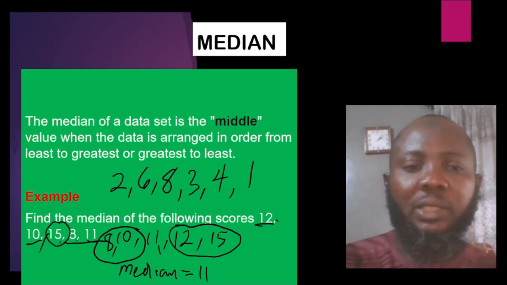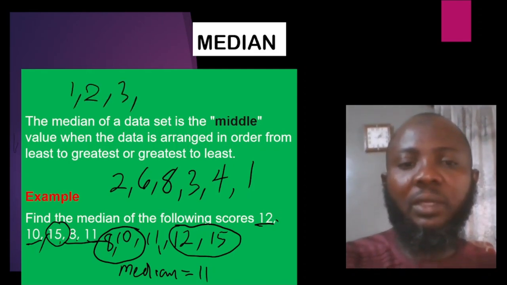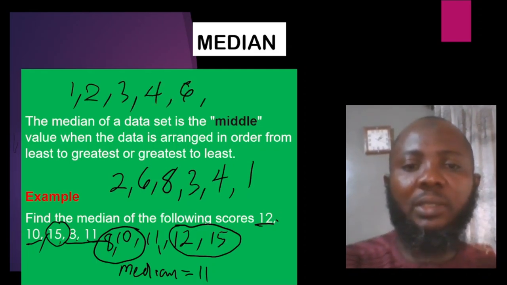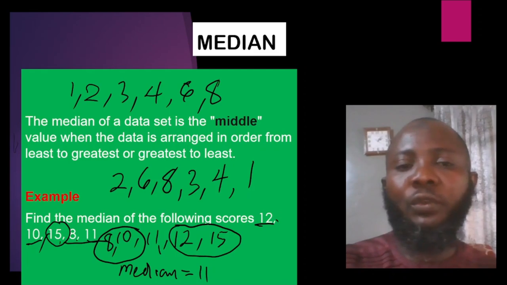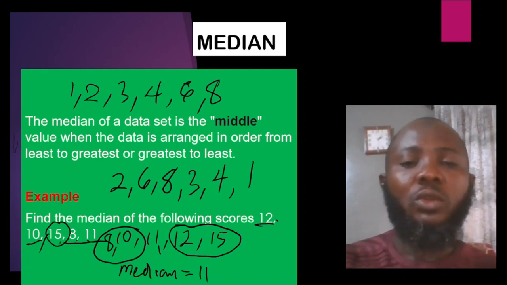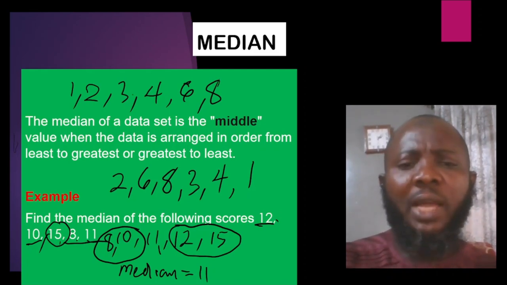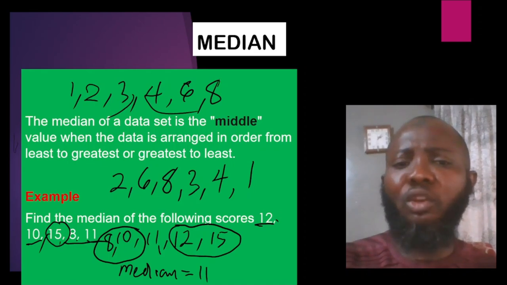So let's rearrange. We're going to have 1. We're going to have 2. We have 3. Then we have 4. We have 6. Then we have 8. So if you rearrange it, this is the rearrangement. We have rearranged it. So the next step is to pick the middle number. So what you're going to do is this. If you count 3 here, count 3 here, we don't have any number at the middle.